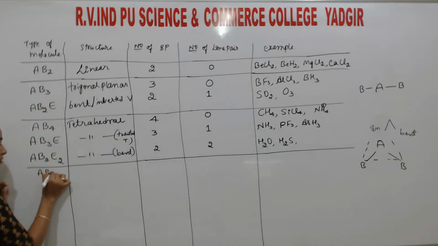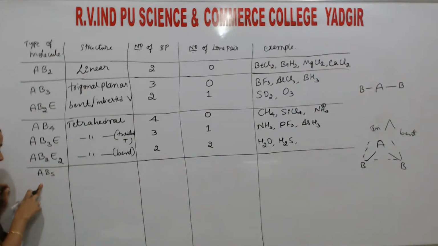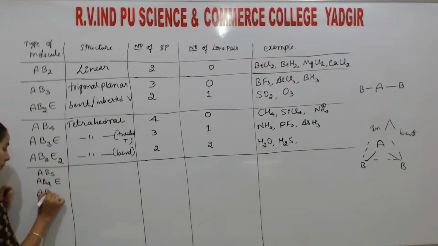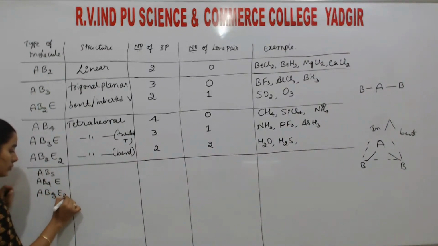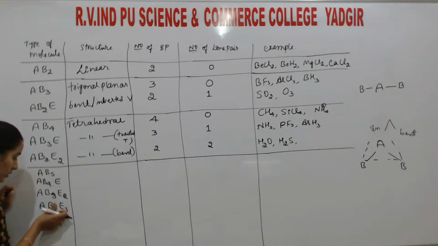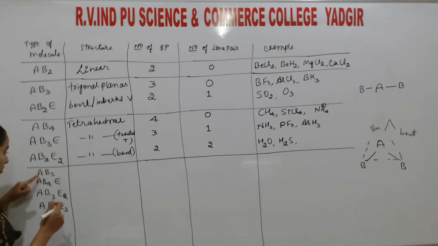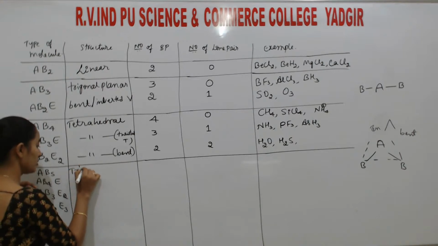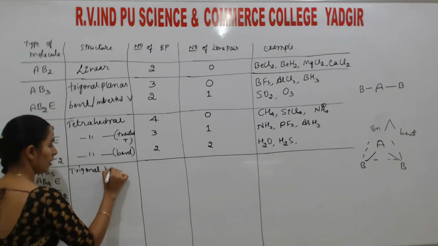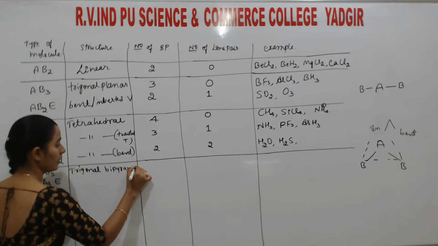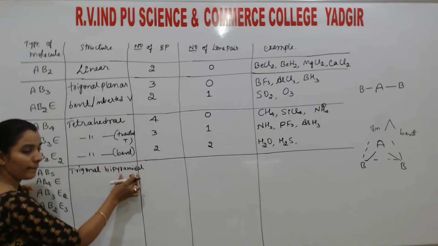Next is AB5. So students, this AB5 is also written as AB4E, AB3E2, AB2E3. Right? AB5, AB4E, AB3E2, AB2E3. So here the standard structure is trigonal bipyramidal.